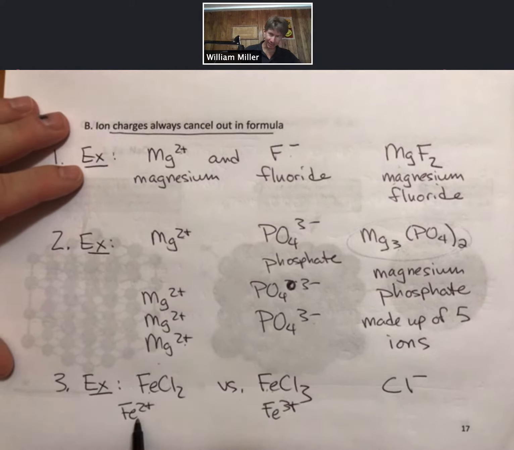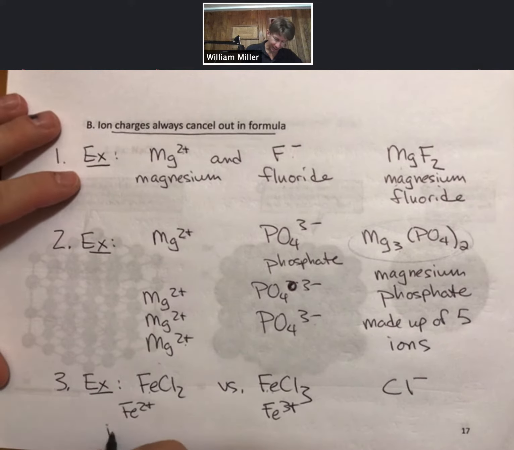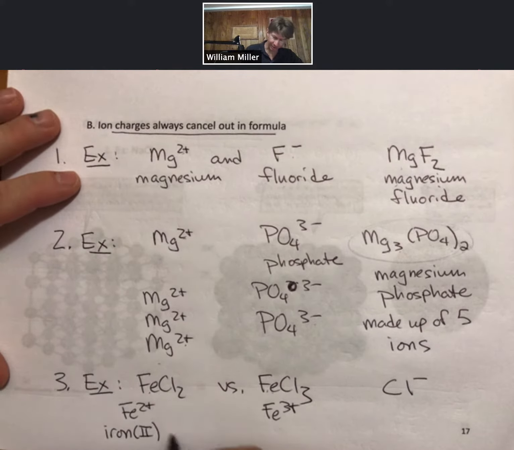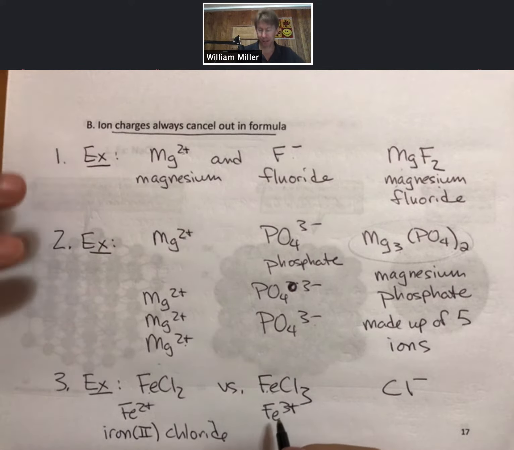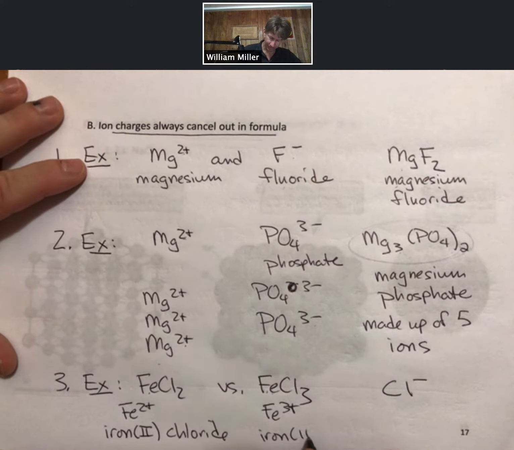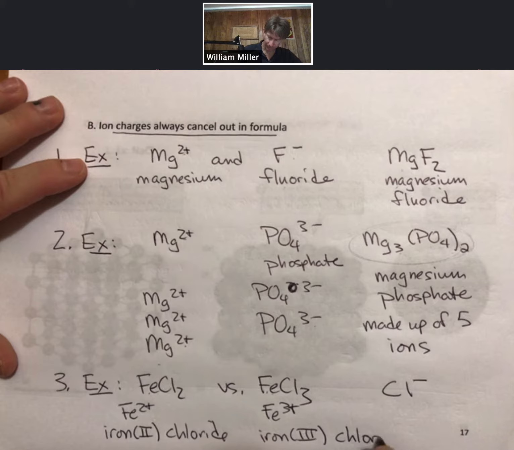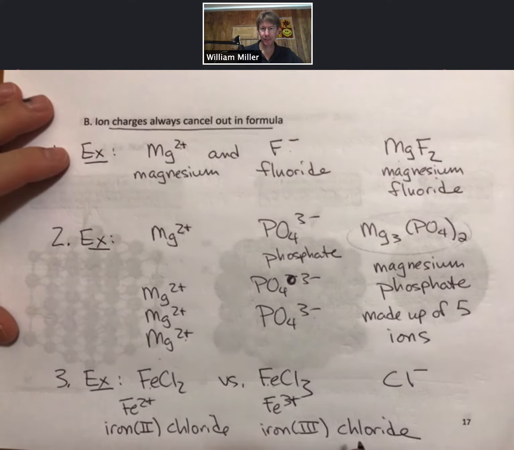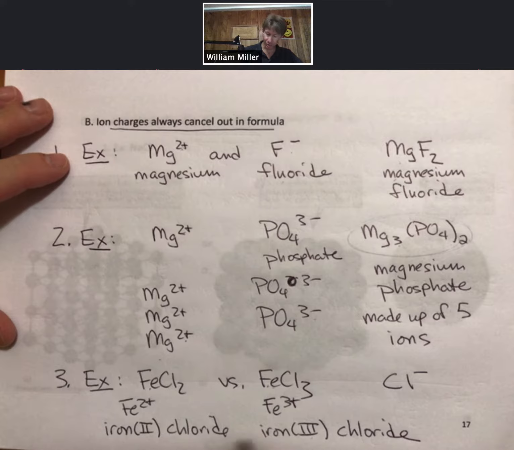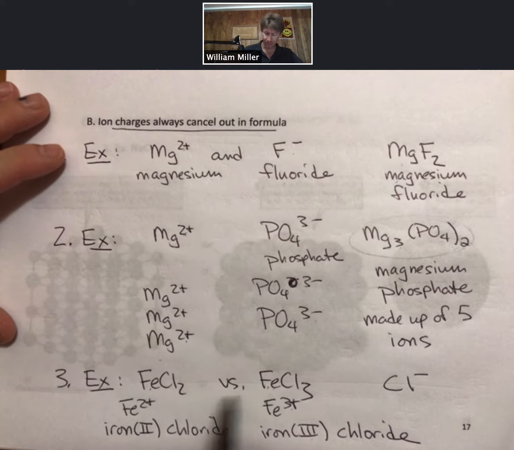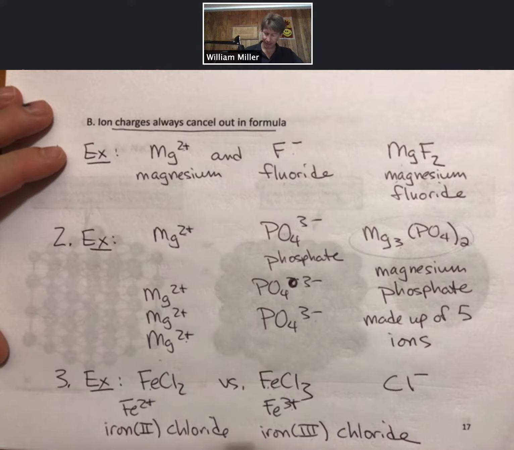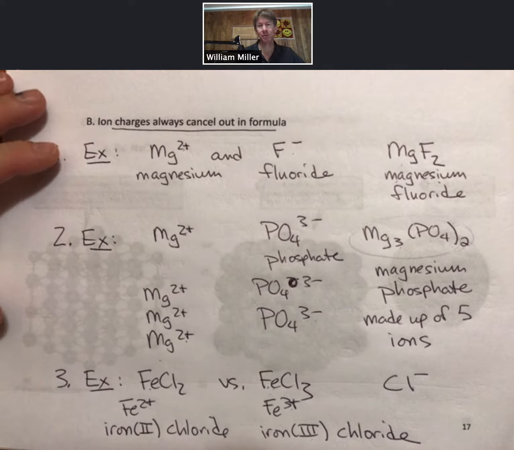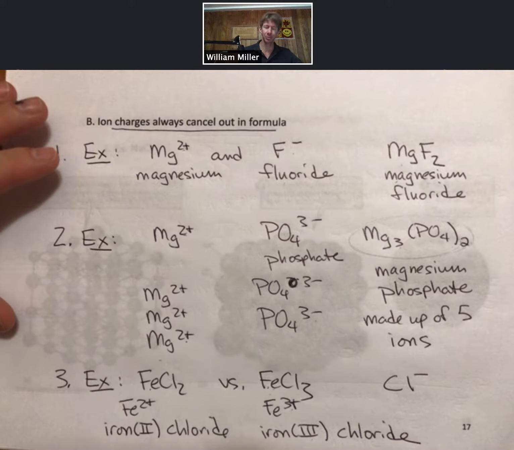So this compound is going to be named iron, Roman numeral in parentheses 2, chloride. And this one's going to be iron 3 chloride. Again, these numbers do show up because they're in the name of the ions, and we need them. We need these 2 compounds to have different names because they have different formulas, and the charge is what's in parentheses in capital Roman numerals.